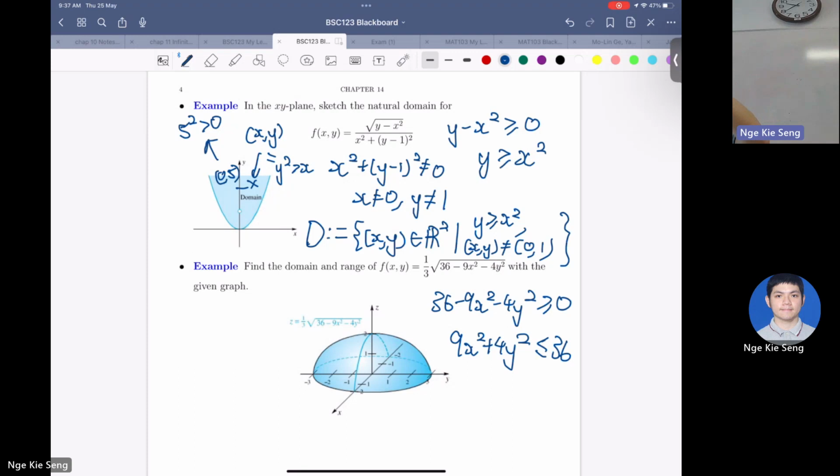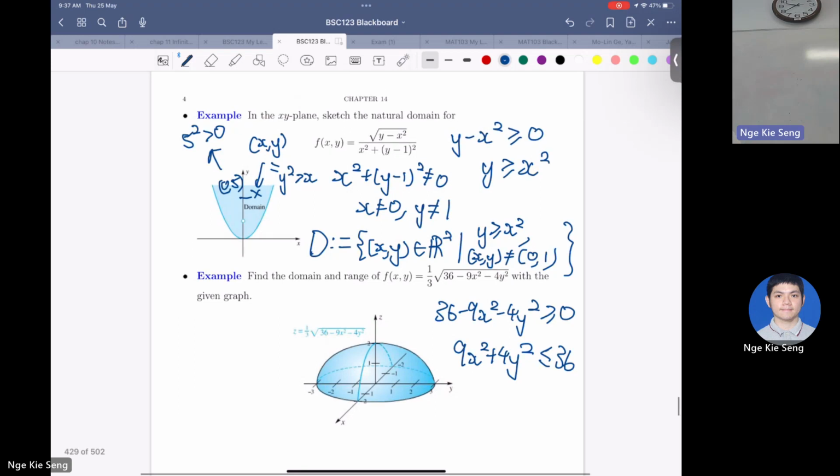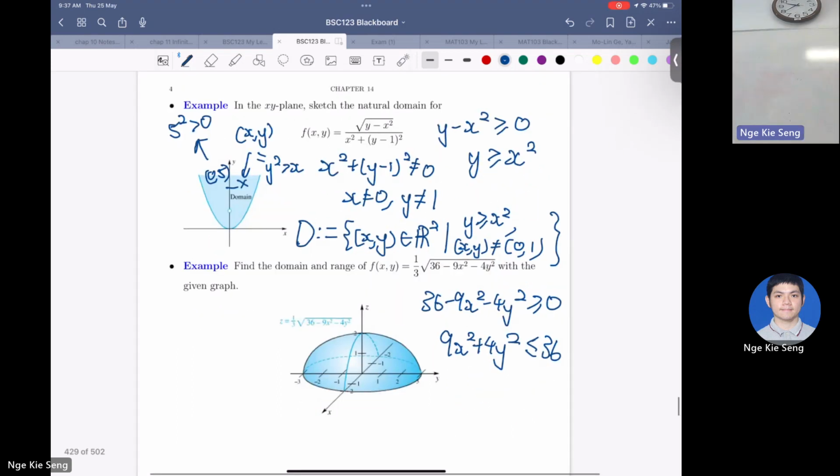Also, you meet a square root function. You have to make sure the thing inside the square root is greater than or equal to 0. So in this case, you get 9x squared plus 4y squared less than or equal to 36. So what's this shape? Quadratic surface. Ellipse. Because you have different coefficients in front of x squared and y squared. So this is an ellipse.